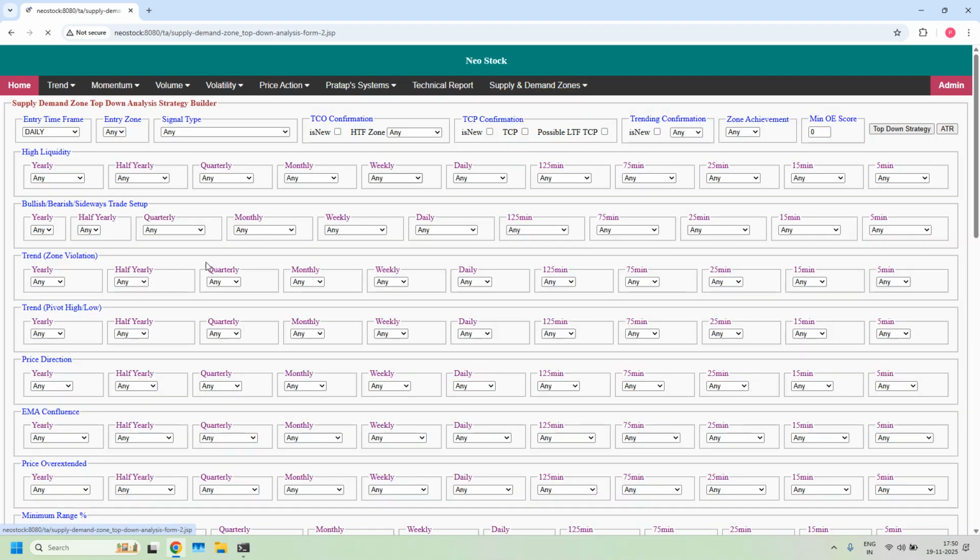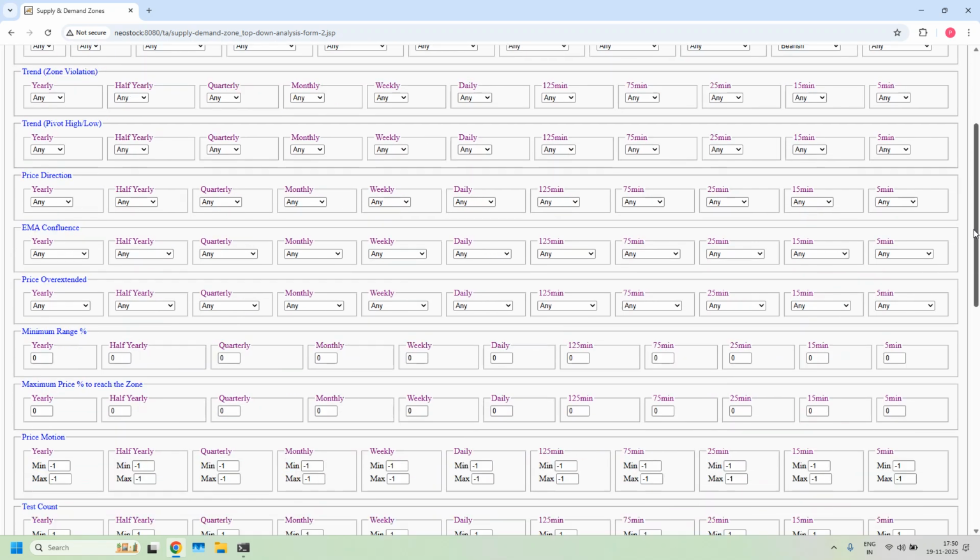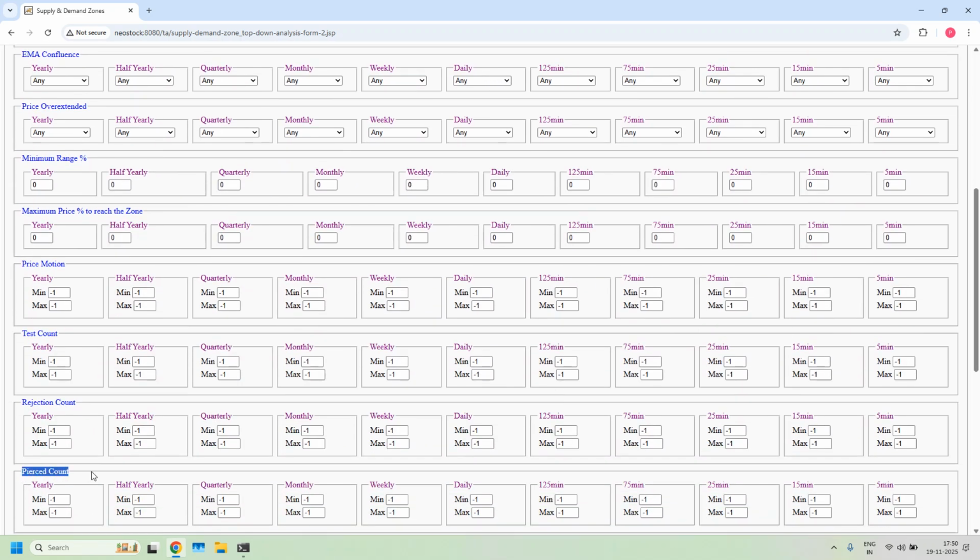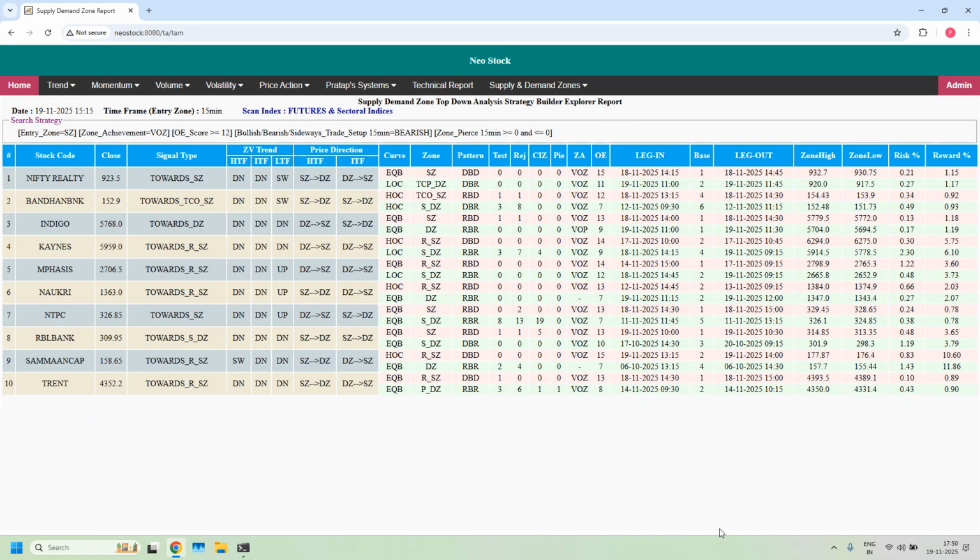Okay, next bearish trade setup for daily income trade. Entry time frame zones are 15 minutes supply zone. Here bullish or bearish at 15 minutes. I am selecting bearish. Zone achievement VOZ, minimum order enhances score 12, and 15 minutes supply zone should not be pierced. The pierced count 15 minutes time frame, minimum value 0, maximum value 0. So with these filters, we got 10 stocks supporting bearish trade setup for daily income trade, and all the entry time frame zones are 15 minutes supply zones. So total we got 10 stocks.